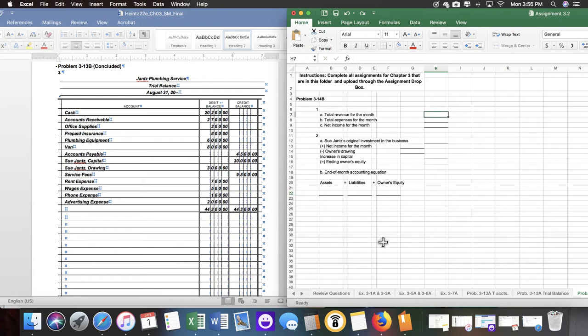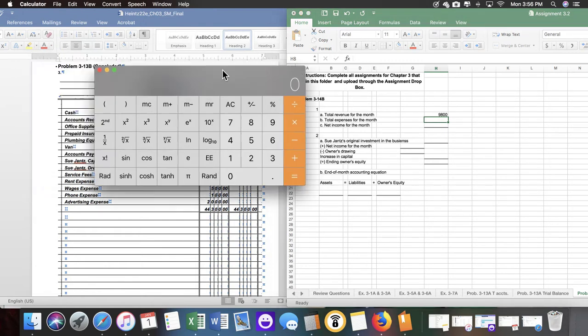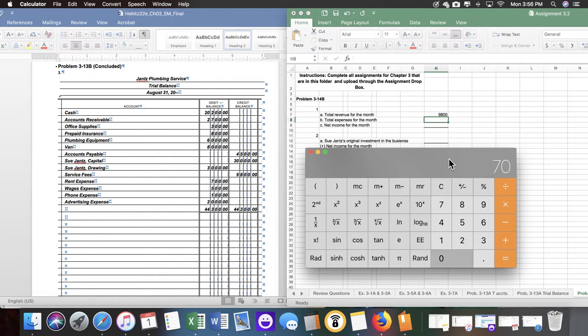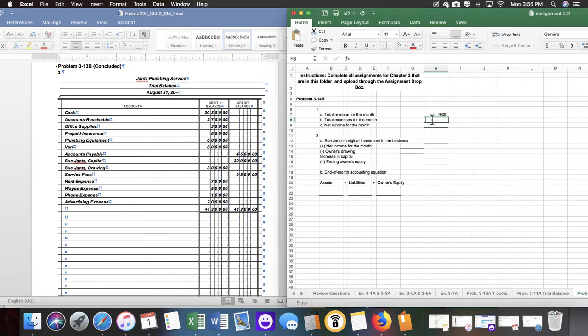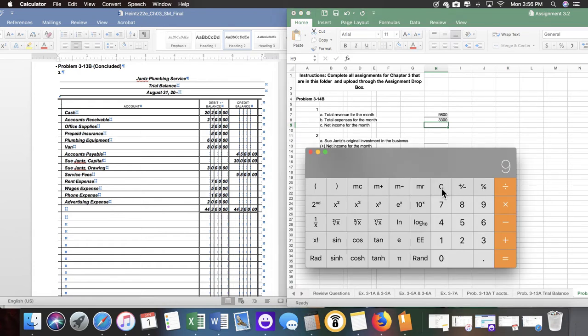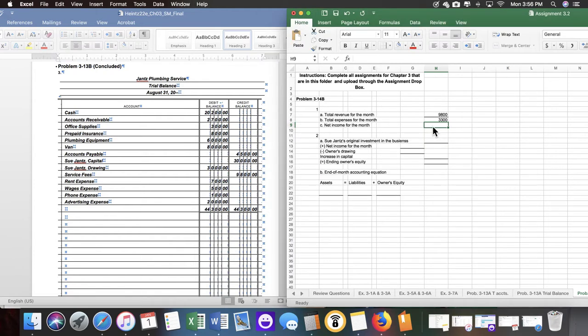The total revenue for the month, that would be service fees. So $9,800. Total expenses for the month, we're going to have to break out the calculator. So we have rent expense, wages expense, phone expense, and advertising expense. So our total expenses are $3,300. So our net income for the month, $9,800 minus $3,300 gives a net income of $6,500.